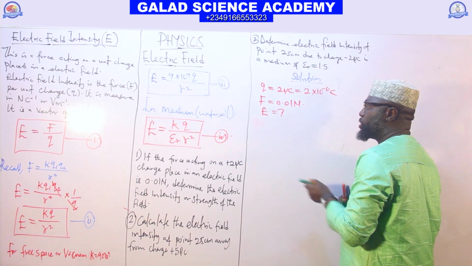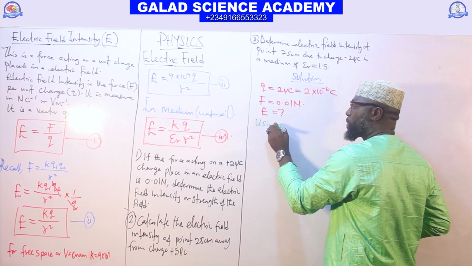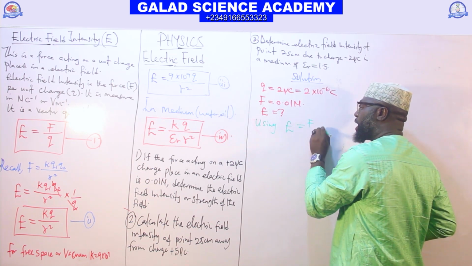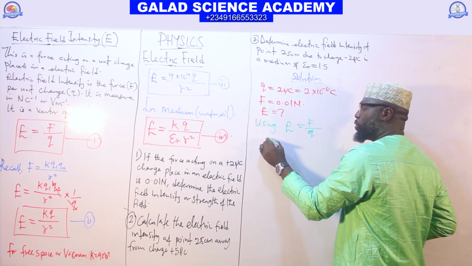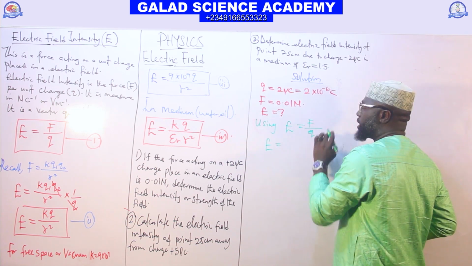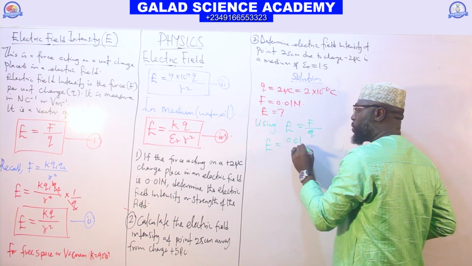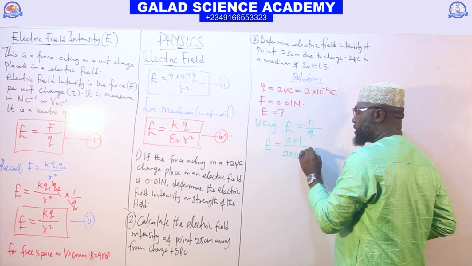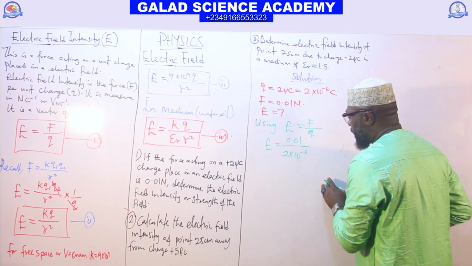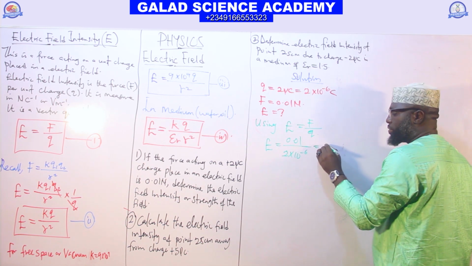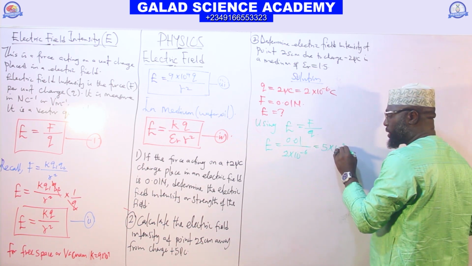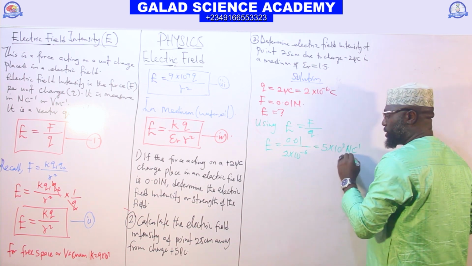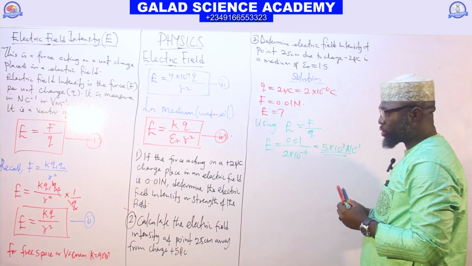So you can say, using what formula can we apply? The first formula, E equals F over Q. So we have E should be what? F here is 0.01 Newton over Q, which is 2 times 10 raised to power minus 6. If you press your calculator, we have 5 times 10 raised to power 3 Newton per coulomb. So that's the final answer for the first question.